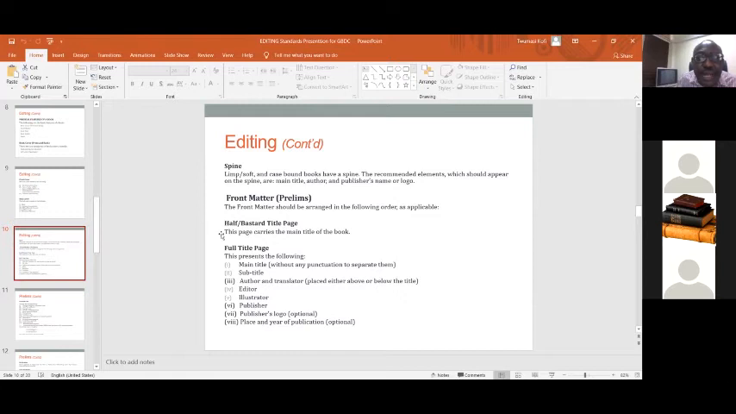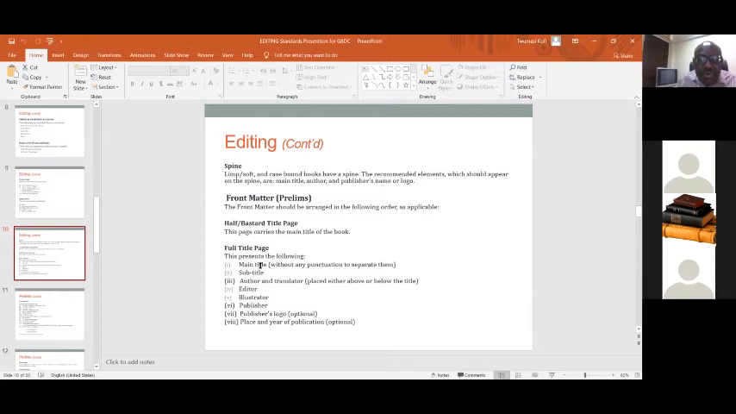Let's move into the prelims, that's the front matter. Now, we said, if you have a half title, that will be the first page. When you come to the full title page, we're talking about the main title and the subtitle, they should all appear there. And if you have the book being translated, the translator's name should come there, the author's name should come there. And if the book is an edited book, the editor's name should come there. The illustrator's name should be there, publisher's name, publisher's logo, again, it's optional.